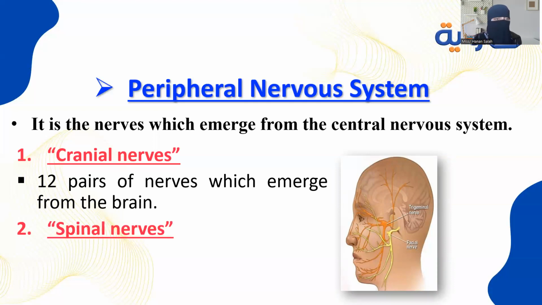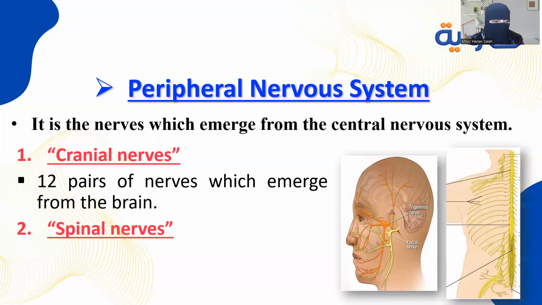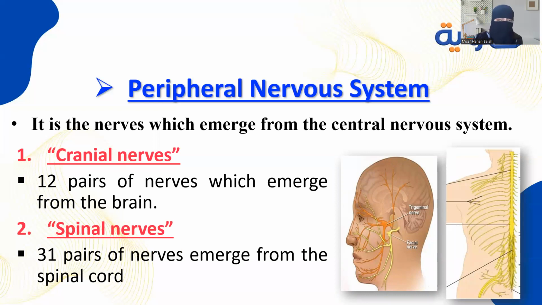But for the second type, it's called the spinal nerves. And these spinal nerves consist of 31 pairs. 31 pairs of nerves that emerge from the spinal cord. So cranial nerves, 12 pairs, spinal nerves, 31 pairs. Cranial nerves emerge from the brain, while spinal nerves emerge from the spinal cord.